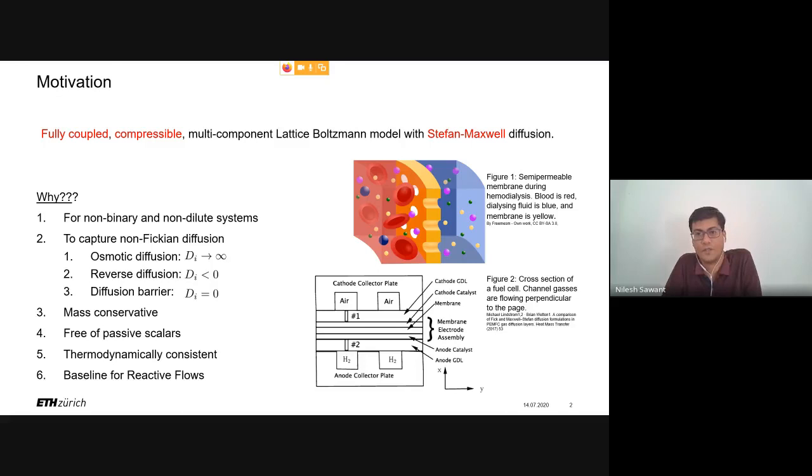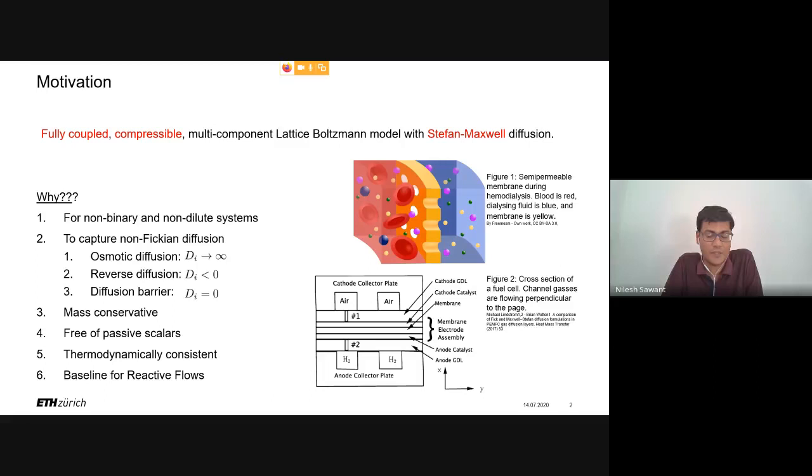So why would one need such a model? We have to remind ourselves that the Fickian diffusion is just a special case of Stefan Maxwell diffusion, and works really well for binary mixtures or when the mixtures are dilute. But when you have a mixture that is not binary, when you have a lot of components in varying proportion, a lot of other interesting things can happen.